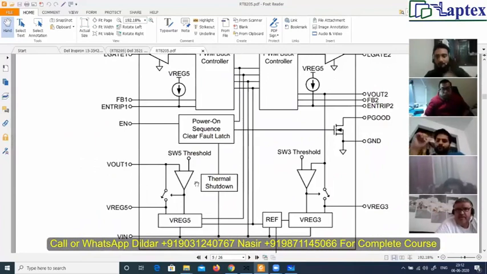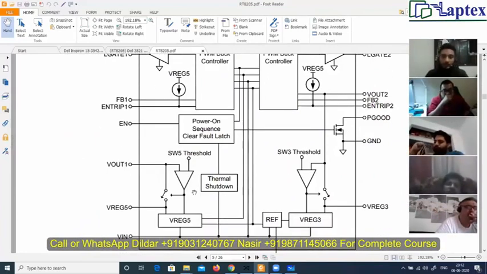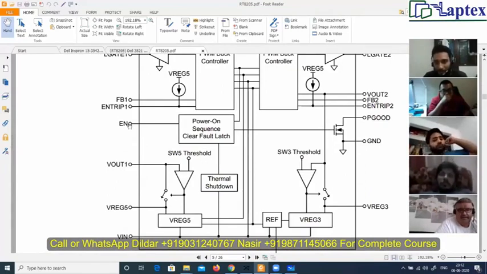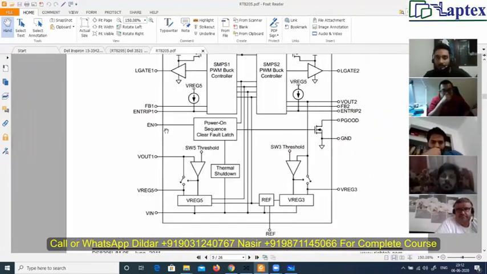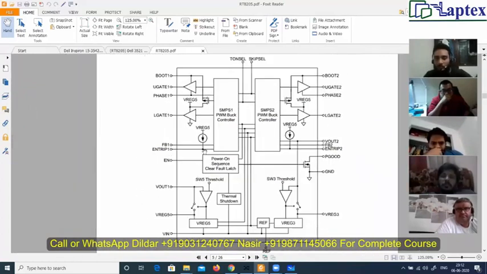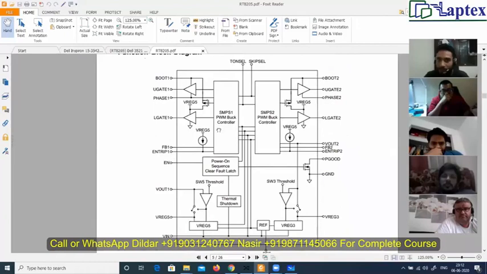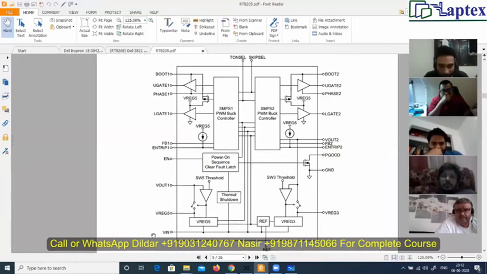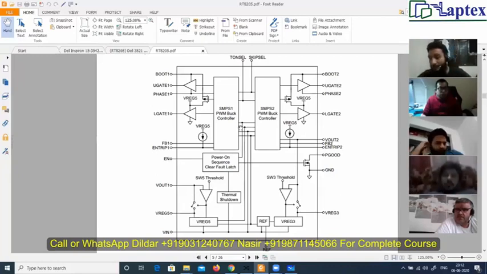See here, this enable signal. This is the internal logic, the 8205 internal logic block diagram. How it is working: this is the VIN, and this VIN is also going into this switching logic, and this enable is also going into the switching logic. So the IC has the authority to choose either of them, the enable or the VIN. That is decided by the manufacturer.